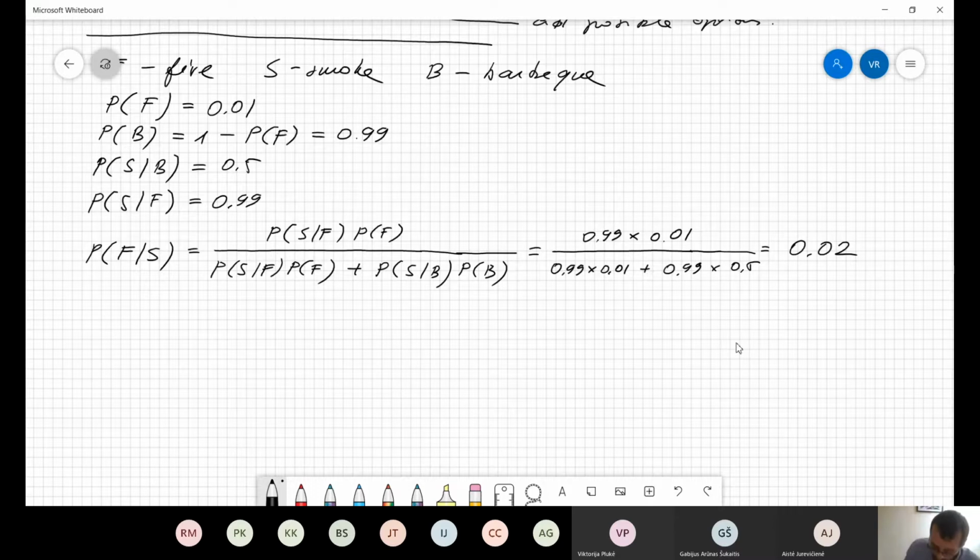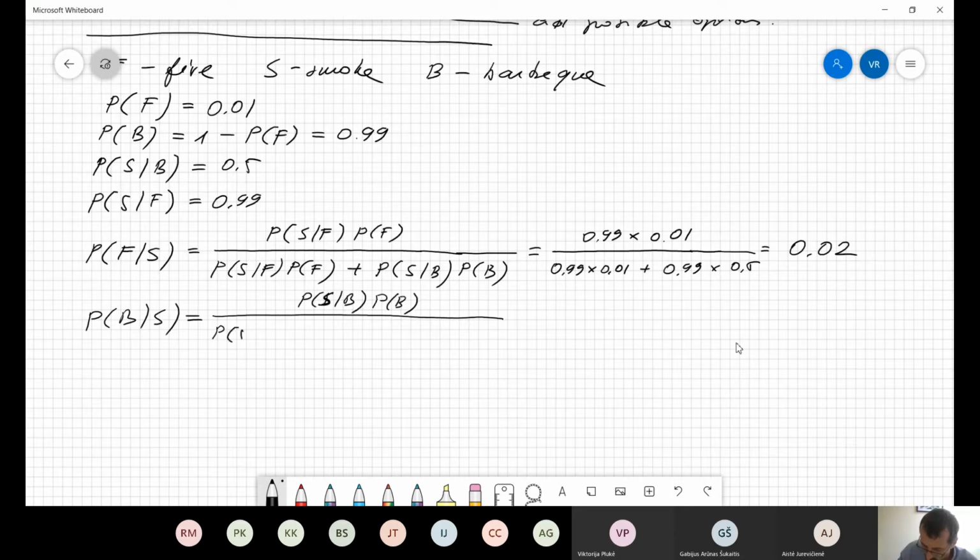So obviously, we can do the same calculation for the probability of barbecue given smoke. It would be again the probability of smoke given barbecue, times the probability of barbecue, and here the denominator is just the same thing, plus the probability of smoke given barbecue times the probability of barbecue. Because we have calculated it once, you can calculate it very quickly, since the denominator is the same. We just need the numerator part.